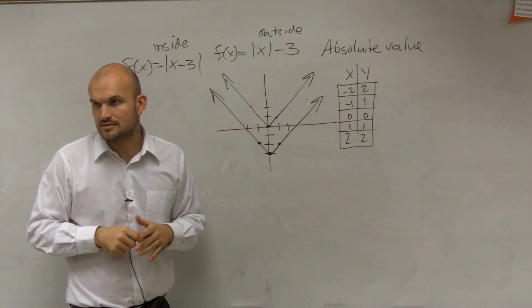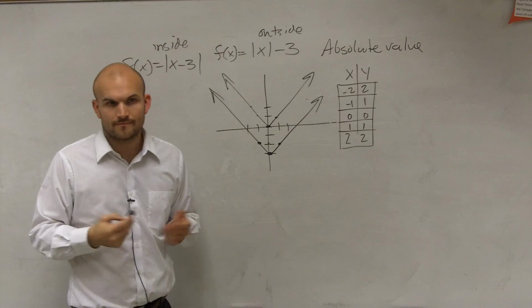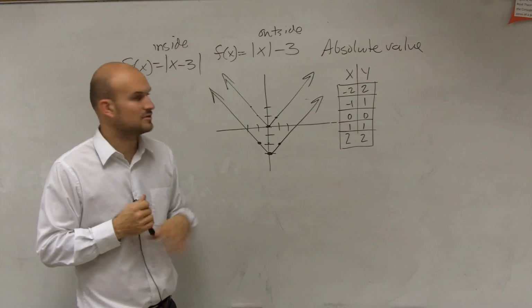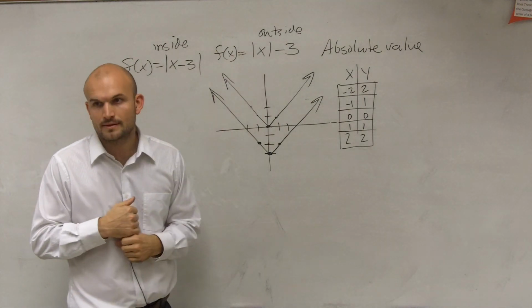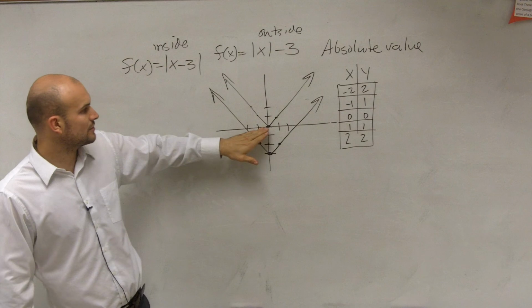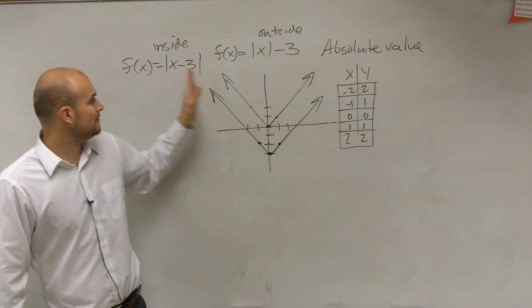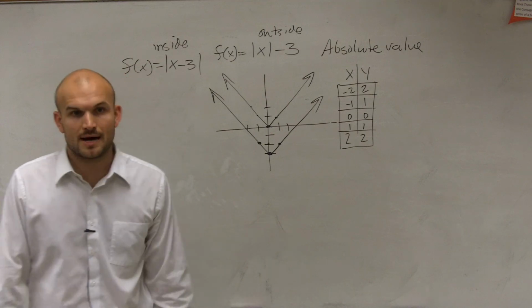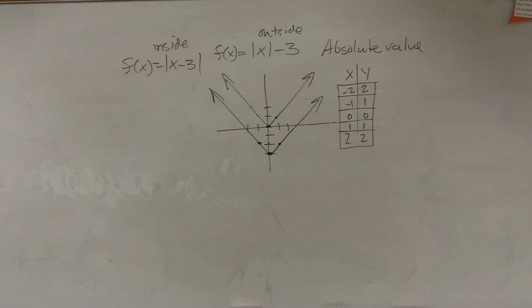Does that make sense? For inside, you go left. Yes. If it was positive 3, would you go up or? Yep. If it was positive 3 outside, I'd go up. Yes. If it was inside, if it looked like this, then you'd shift the graph to the right. And if it was positive, you'd shift the graph to the left. Okay? Yes, the opposite value. Okay? Okay.